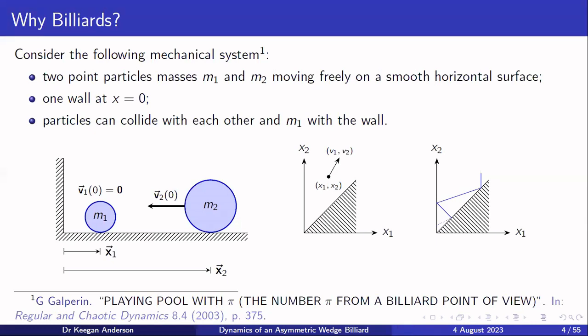The picture in the middle is what they call the configuration space. This is an illustration of both positions of the two masses simultaneously. And the picture on the right illustrates what's going to happen in the configuration space as these two masses move and collide. So a collision would be with the x2 axis or with x2 equal to x1.